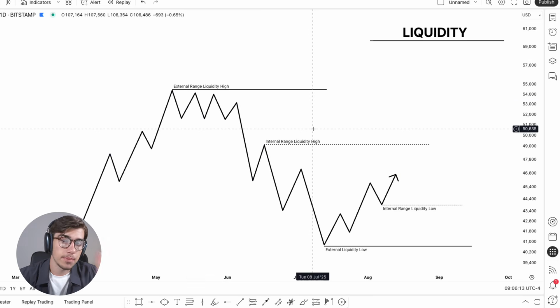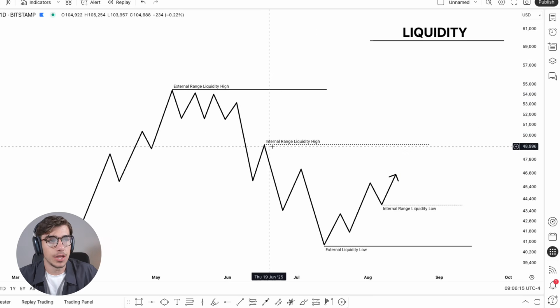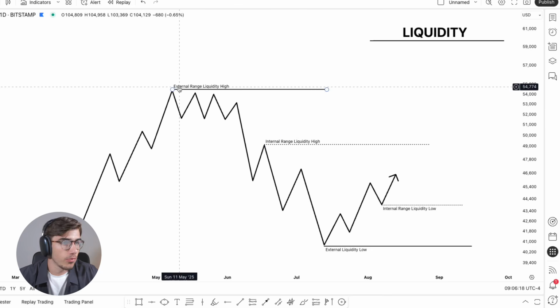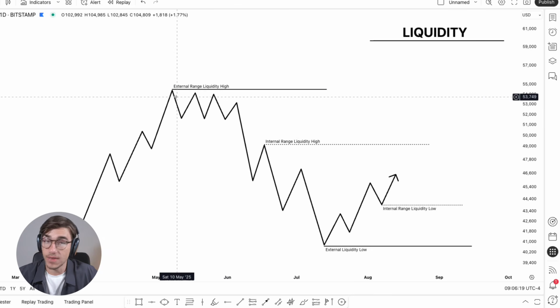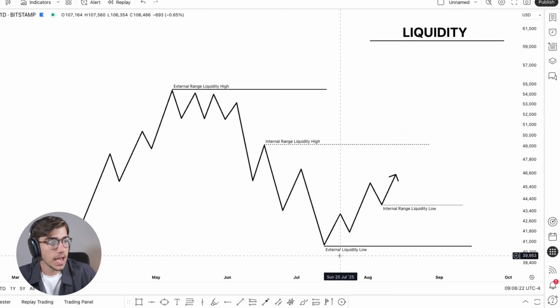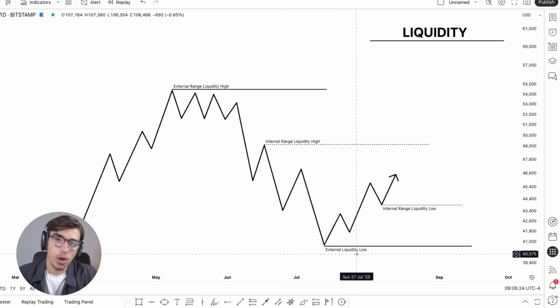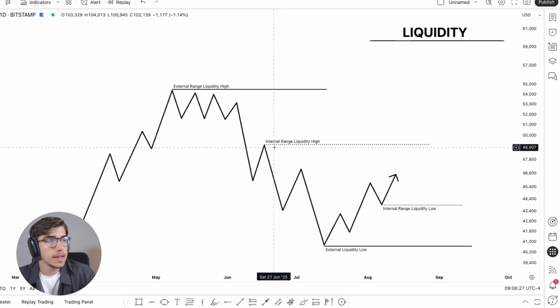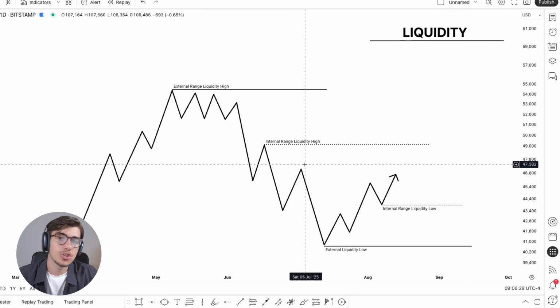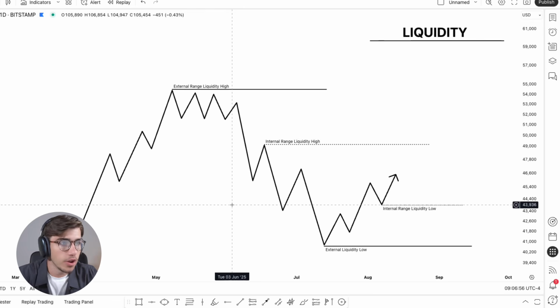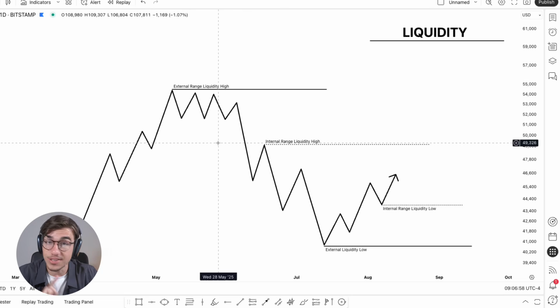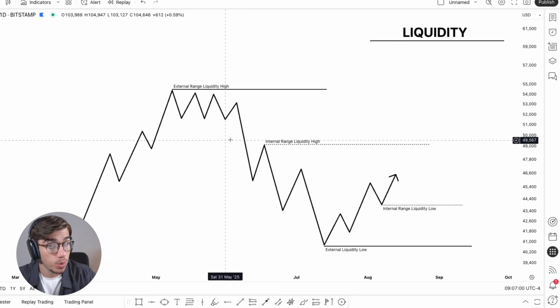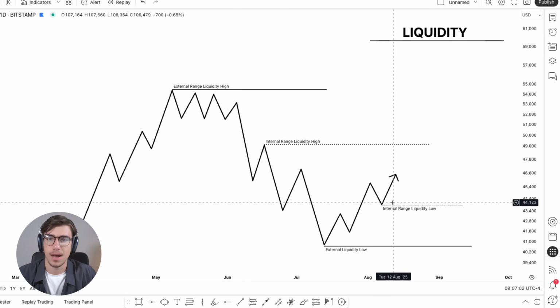So we have two types of liquidity: external range liquidity and internal range liquidity. Now, an external range liquidity high is the highest point of a given trading range. Vice versa, the external range liquidity low is the lowest point of a trading range. Anything that you see in between is what we call internal range liquidity. Now, is it super important to know the difference between external and internal range liquidity? No, absolutely not. Now, of course, one thing to note is that external range liquidity highs and lows often have a lot more liquidity than the internal range liquidity highs and lows.